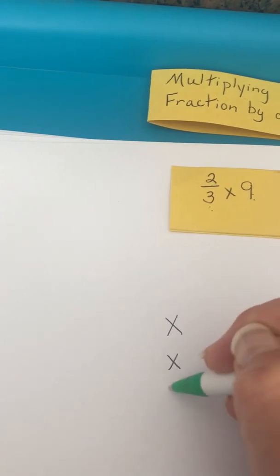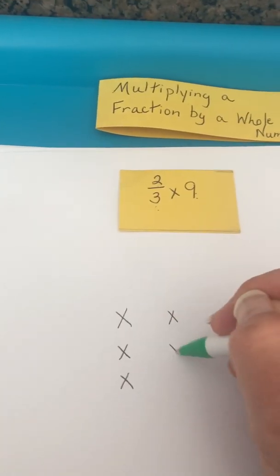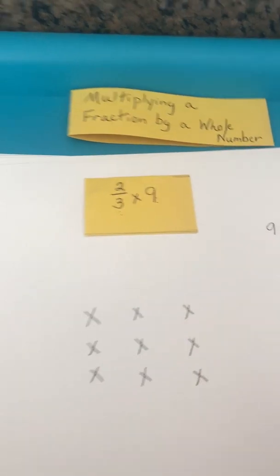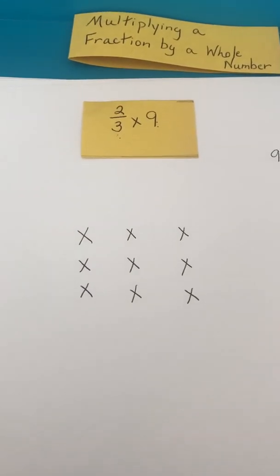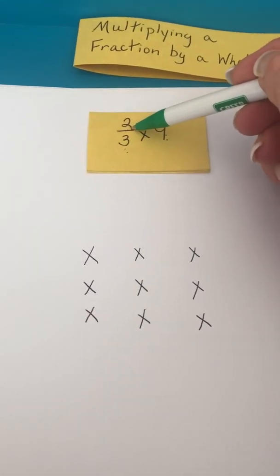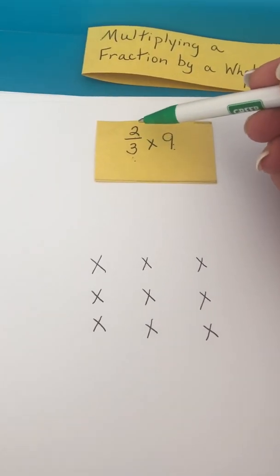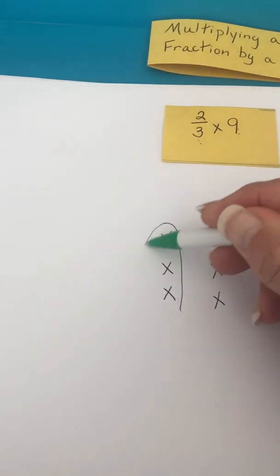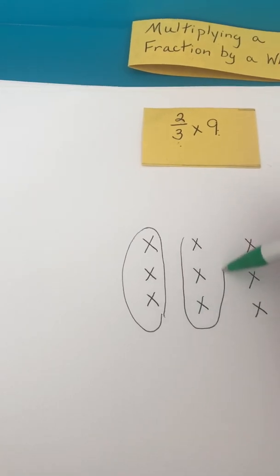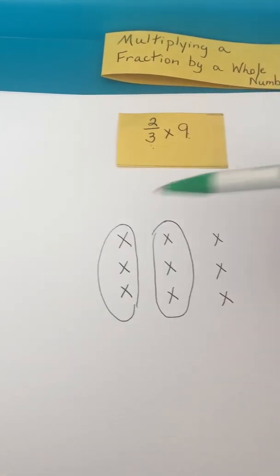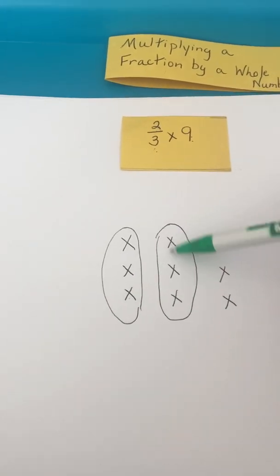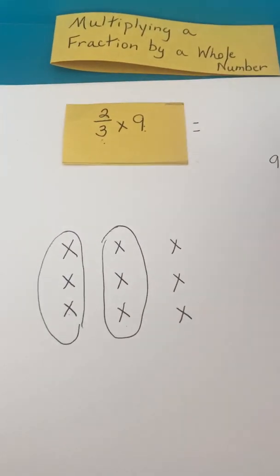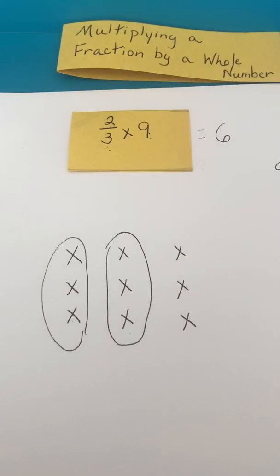Once again, I'm just going to use X's. Okay, I got 3 equal groups of 3. My numerator now is going to tell me, we said we'd finished 2/3 of our 9 assignments. So I'm going to circle 2 groups. The first group, the second group. And now I'm just going to count. 1, 2, 3, 4, 5, 6. So if I have finished 2/3 of my 9 assignments, I have finished 6 assignments.